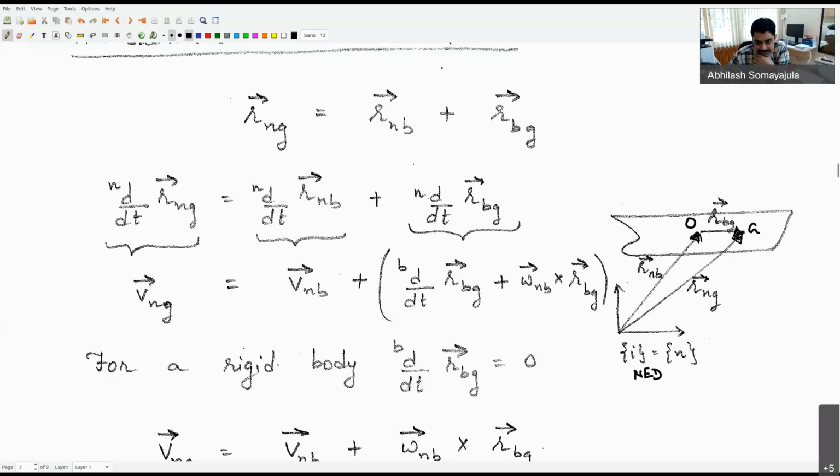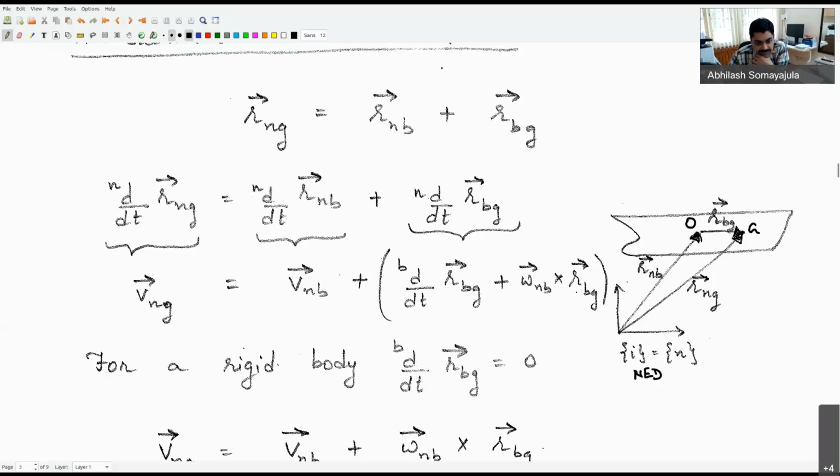Now this derivative with respect to RBG, with respect to the coordinate system frame n, can be expressed in the body fixed frame as d by dt b of RBG plus omega nb cross RBG. Just using the above formulation which we had just figured out, because we are converting from the inertial frame into a body fixed frame derivative.